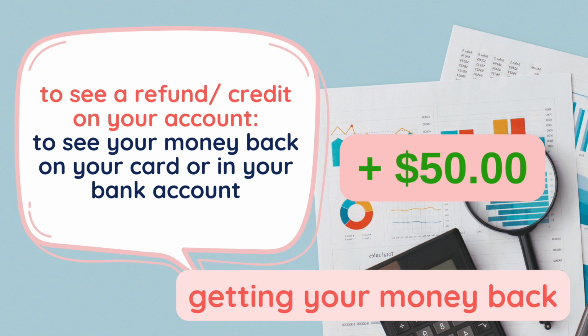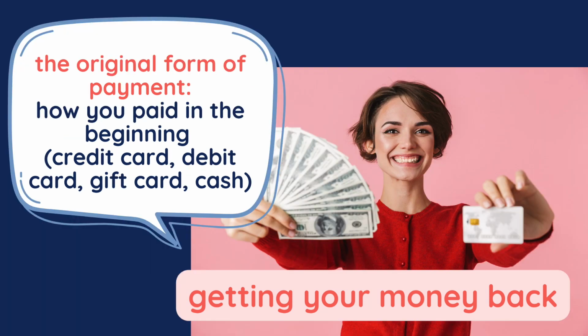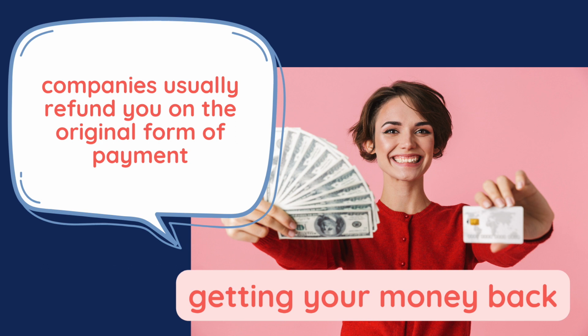Number 5, we have this phrase, to see a refund or a credit on your account. This just means to see your money back on your card or back in your bank account. And then number 6, the original form of payment. The original form of payment is how you paid in the beginning, maybe with a credit card, a debit card, cash, or a gift card. However you paid in the beginning is usually how they will refund you your money. So all of those vocab words were about getting a refund or getting your money back.